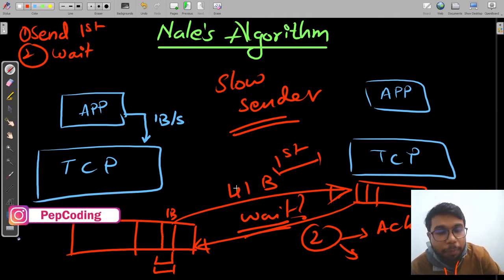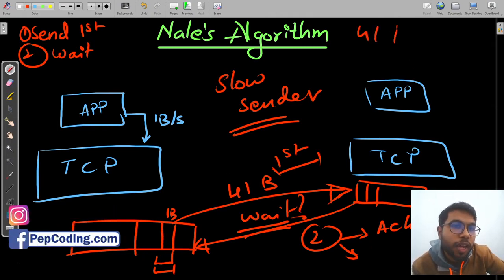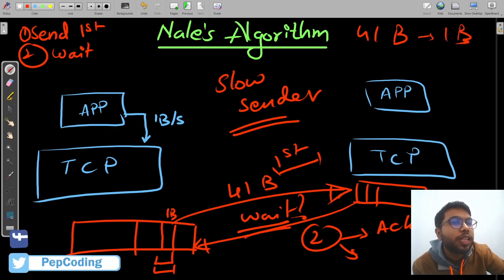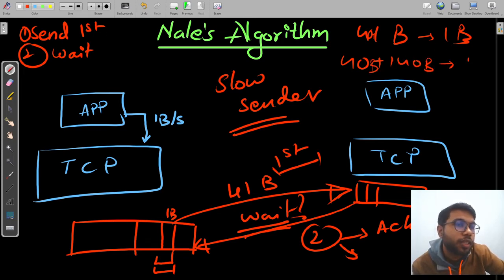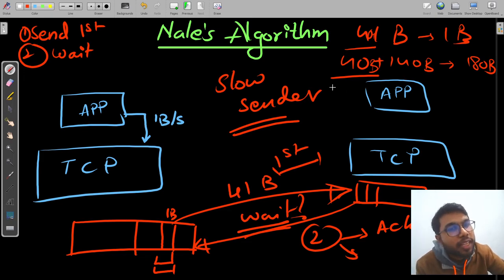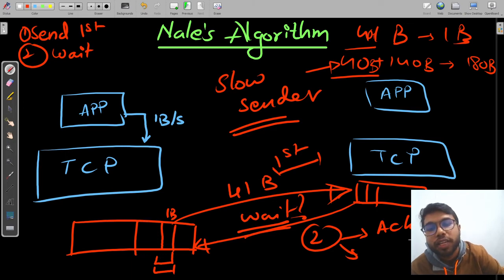The other thing is when I have enough information to have a max sized segment. That means that I could have used 40 bytes of header plus 1 byte of information to send 1 byte of information, or I could have done 40 bytes of header for 140 bytes of information, and that would be 180 bytes. So I could have done this, or this, or anything in between as well. What I'm trying to say is I will wait for the maximum amount of information to fill in here. Whichever one happens first is what we are going to do.